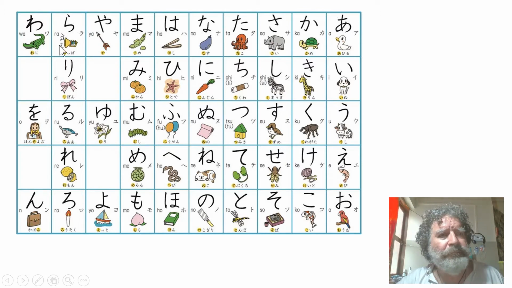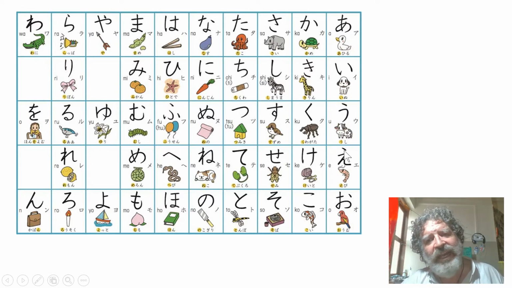Okay. So A, I, U, E, O. These five letters are the letters that we're going to concentrate on today. A, I, U, E, O. Some of these other letters may come up. We've already seen. So A is like ahiru. Ahiru. This is rather small here.